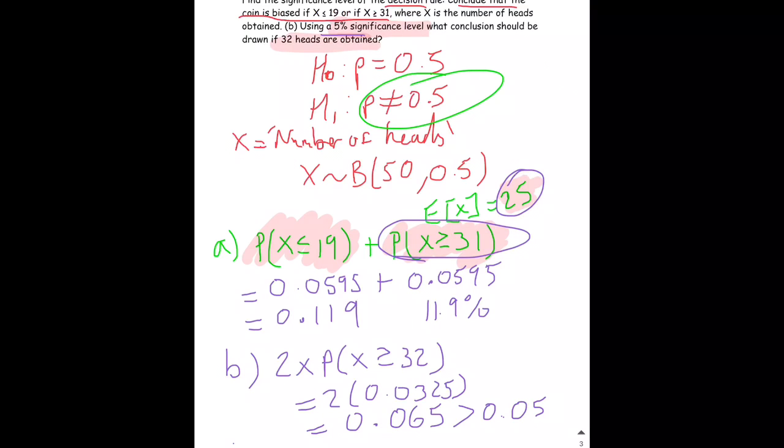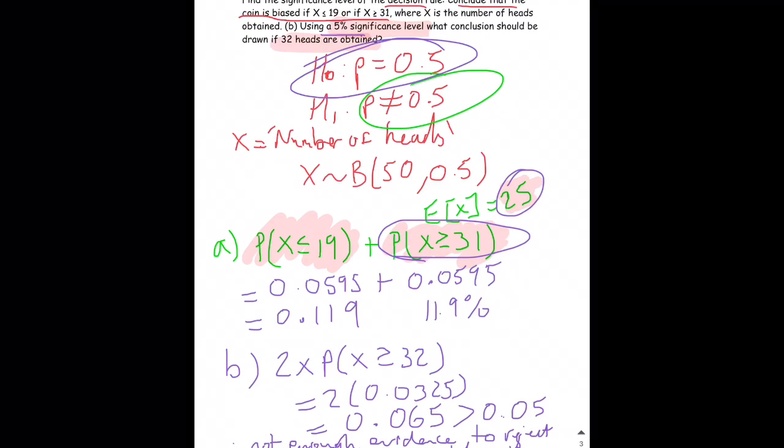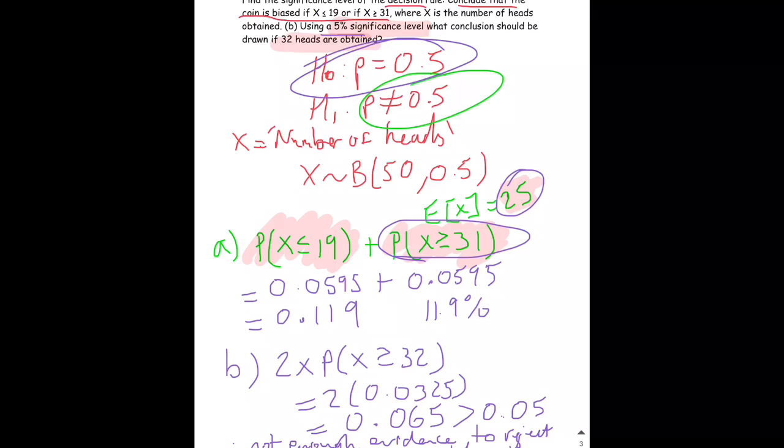So therefore, not enough evidence to reject H0. I'd probably say something as well then. We must conclude that the coin is not biased. So we can't reject H0, which is that it's just a regular coin. So we have to accept that it's just a regular coin, or we can't conclude, there's not enough evidence to suggest this coin is biased. There we go.